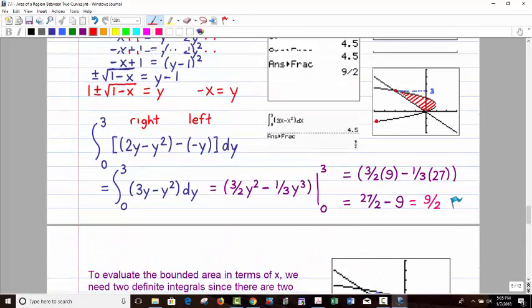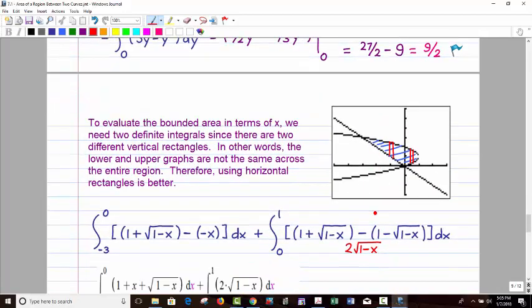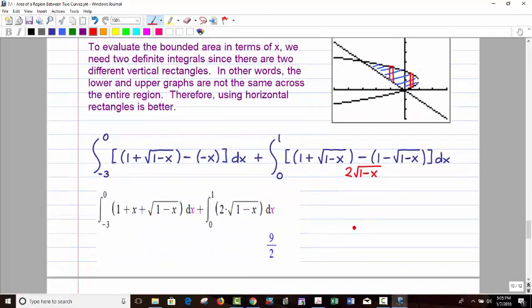Now, of course, I'm using y in terms of x here, because 1 plus the square root of 1 minus x is the upper half of the graph, and 1 minus the square root will be the lower half of the graph. I didn't bother to work this one out. I just put it in Maple and let Maple do it.